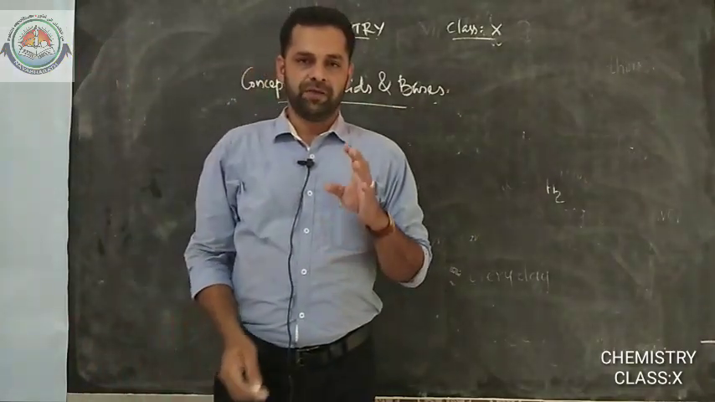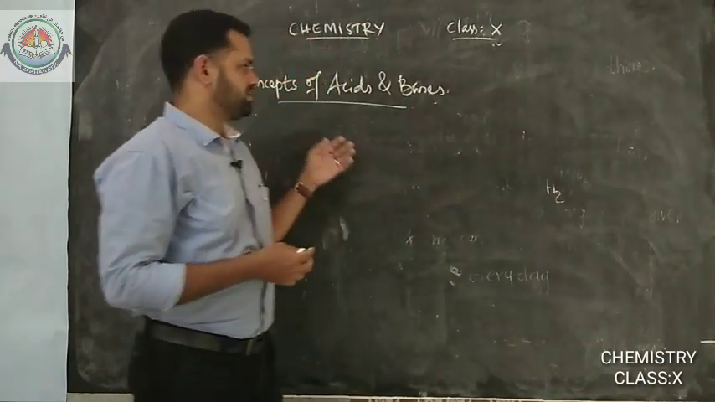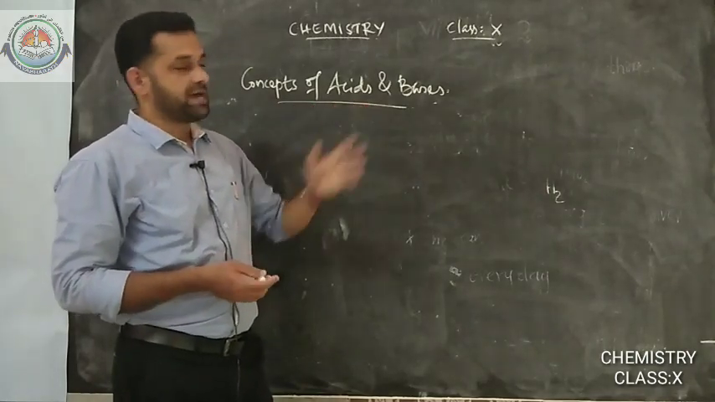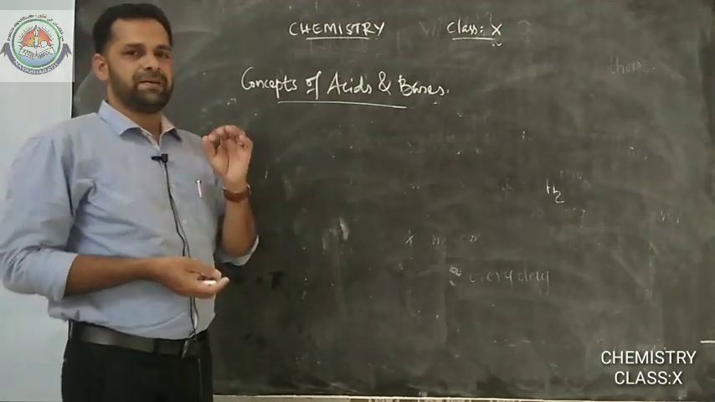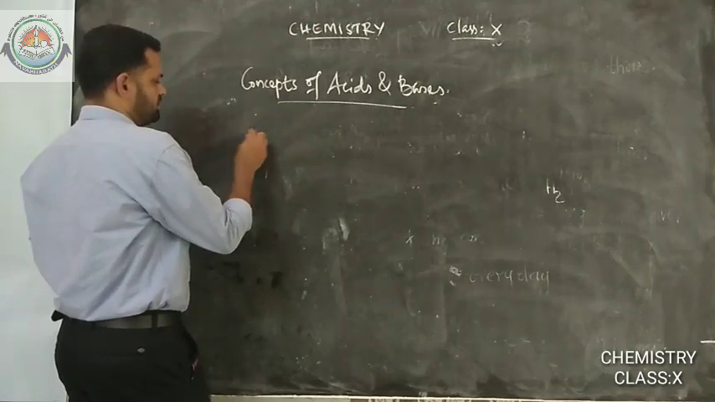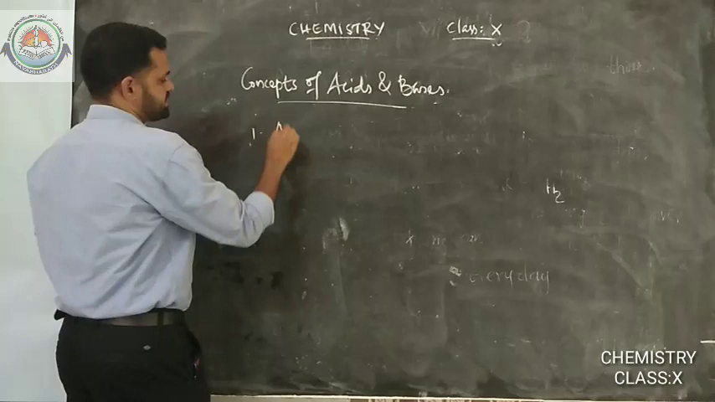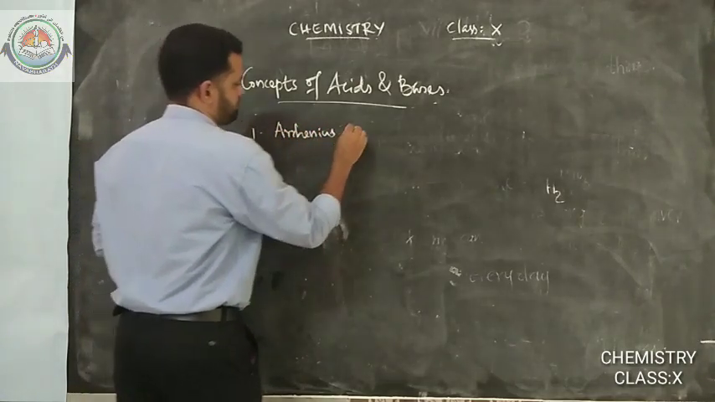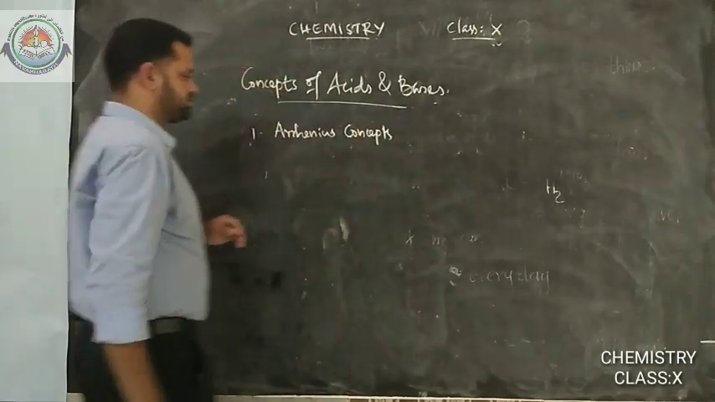Various concepts have been given by different scientists regarding the definitions of acids and bases, and the three major concepts were: the first one is Arrhenius concept, the Arrhenius concept of acids and bases.